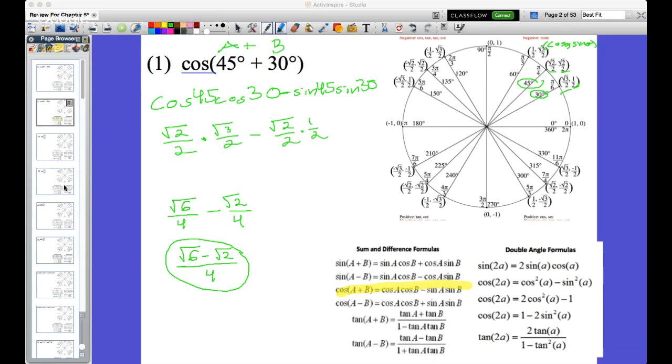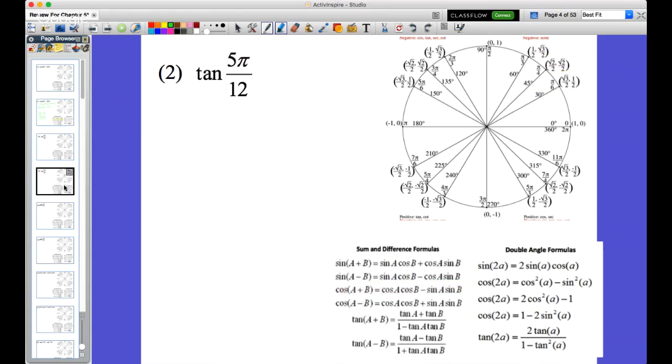Now, next one, we're going to look at tangent. Here's the thing: this is in radians. It's 5 pi over 12. It is in radians, but one thing that we can do is convert this into degrees. How do we convert it into degrees? You're going to multiply that by 180 over pi.